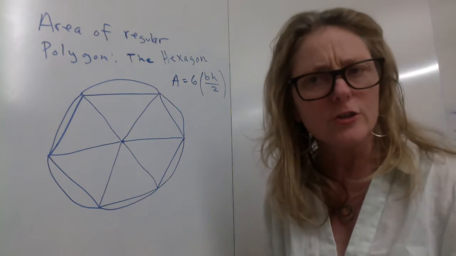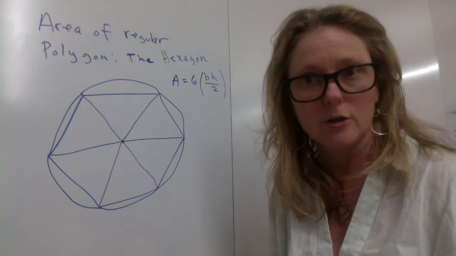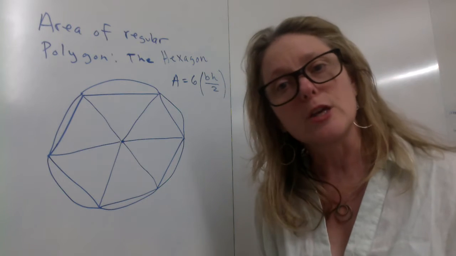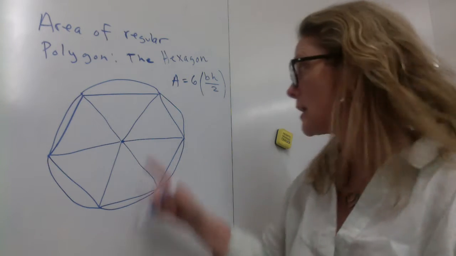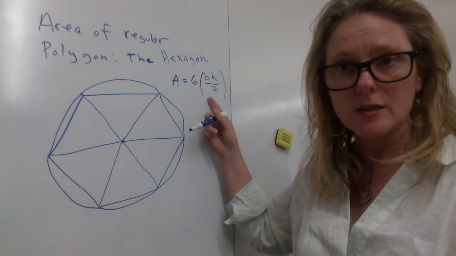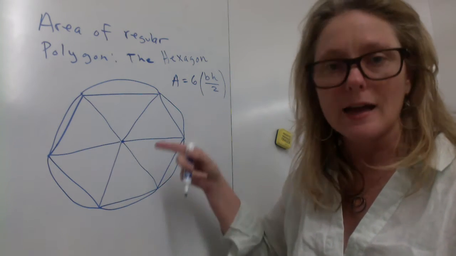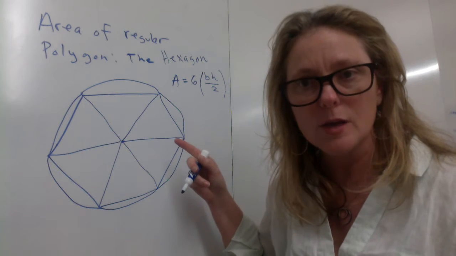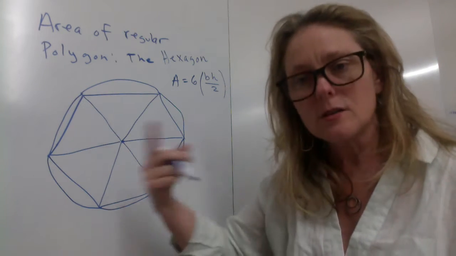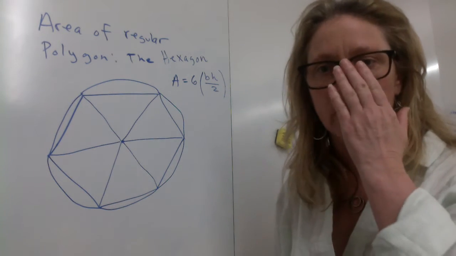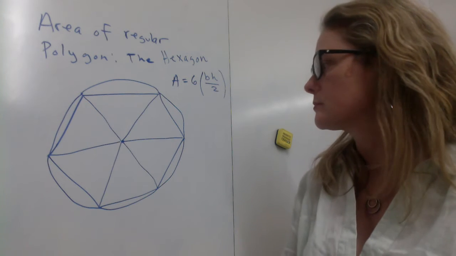Hopefully you're noticing a little bit of a recurring pattern. When I had the equilateral triangle, it was 3 times base times height divided by 2. A square, it was 4 times base times height divided by 2. Hexagon, it's 6 times base times height divided by 2. So that's a recurring pattern.